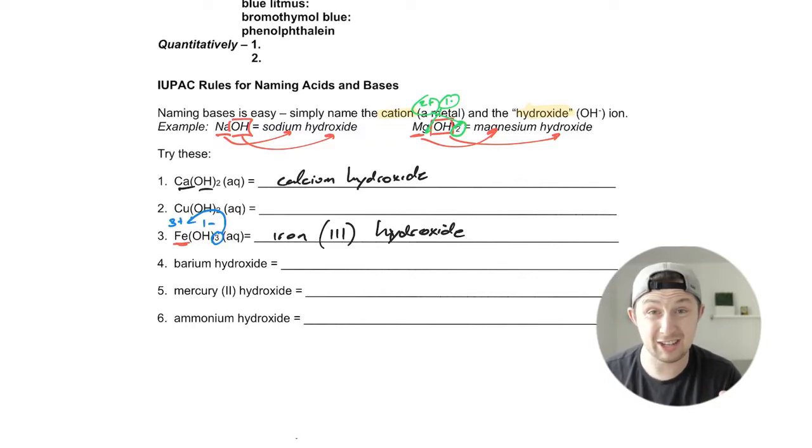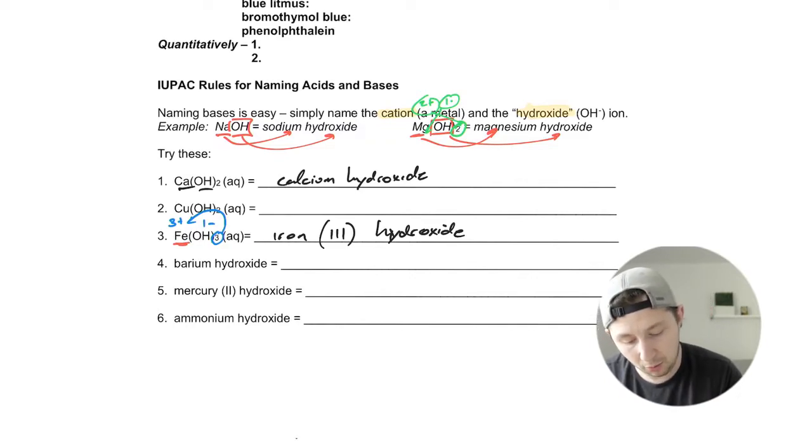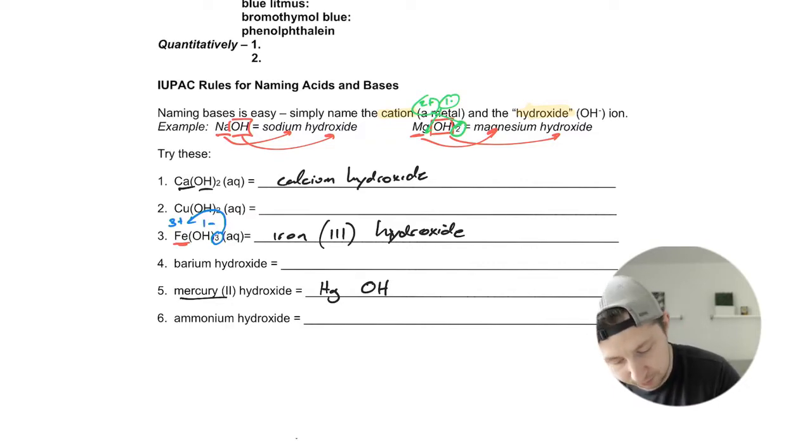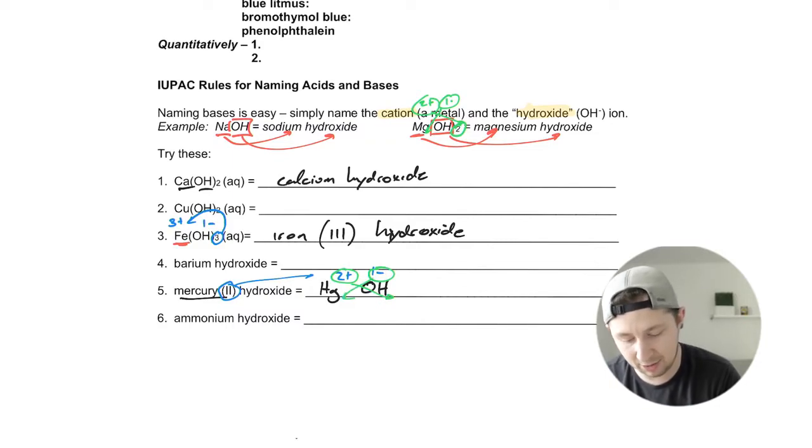Just like here, it gets even simpler if they give us the name. We've got mercury, okay, which we know the symbol for mercury is Hg. We know the symbol for hydroxide is OH, and we know the charges for both of them. We know the charge for hydroxide is 1-, and for mercury, it tells us right here what the charge is. So the charge for mercury is 2+. So now all we need to do is crisscross. Okay, the 2+ comes down there, the 1 comes down there. And now we can write out our formula.